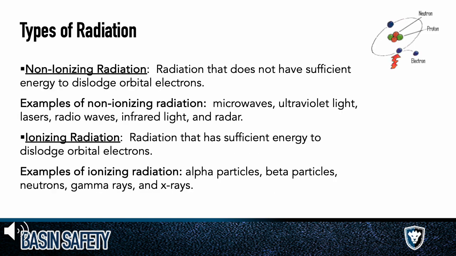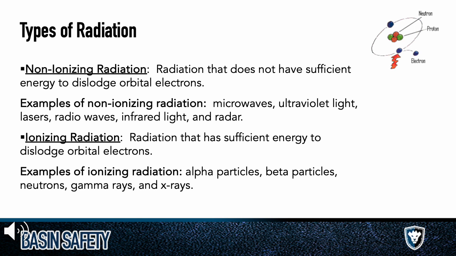Let's go over the different types of radiation. So there is non-ionizing radiation. That is radiation that does not have sufficient energy to dislodge orbital electrons. Some examples of non-ionizing radiation would be microwaves, ultraviolet light, lasers, radio waves, infrared lights, and radar.